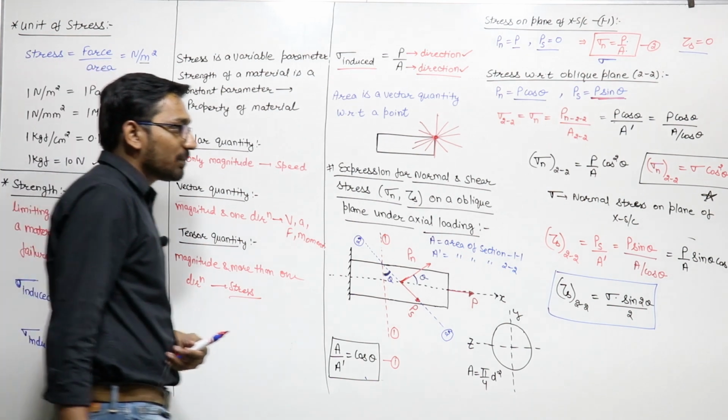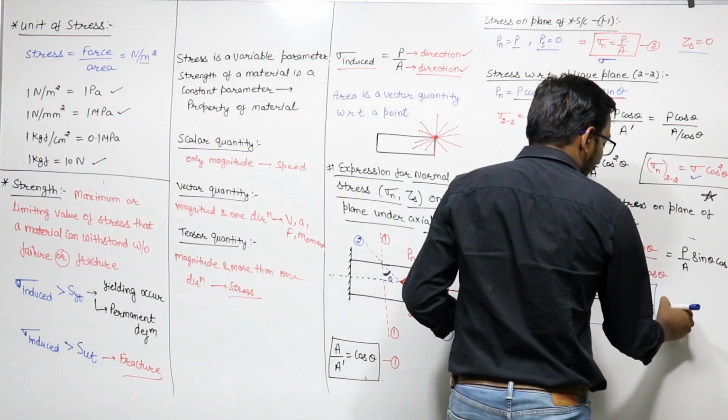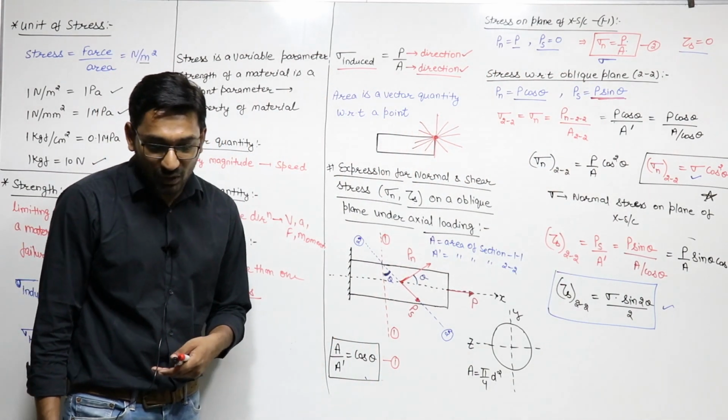So on the oblique plane, the normal stress will be sigma cos square theta and the shear stress will be sigma sin 2 theta by 2.